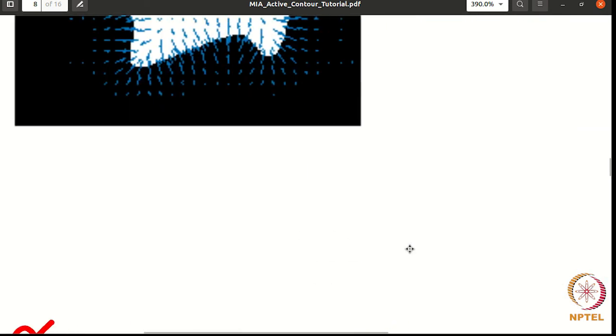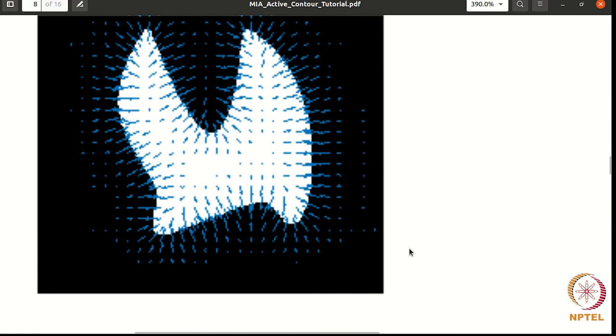So if you magnify, they are not very clear, but you can see image force vectors that actually pull the contour towards the edge, and their value is very high near the edge. As you move away from the edge, their length becomes very less, and after some time it becomes 0. For example, here it is all 0, here it is very less, near the edge it is a little bit longer.